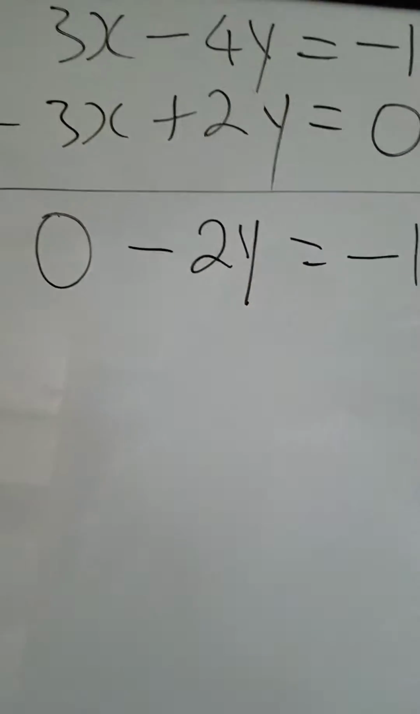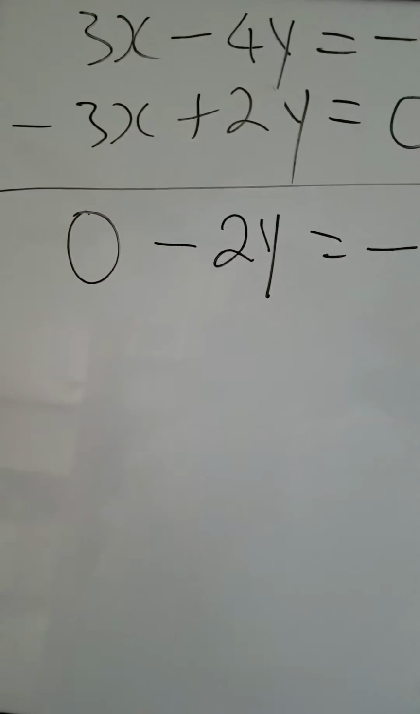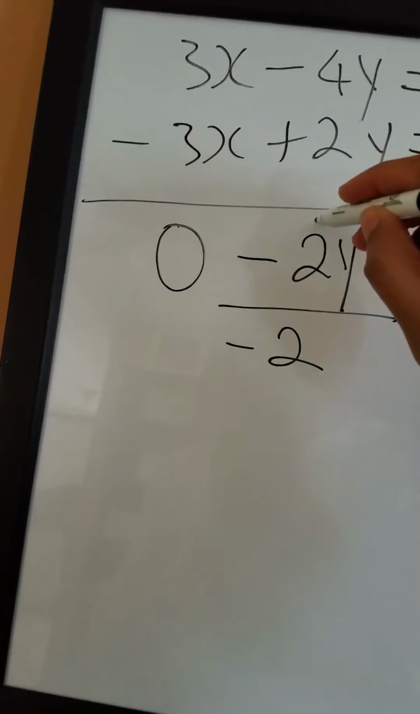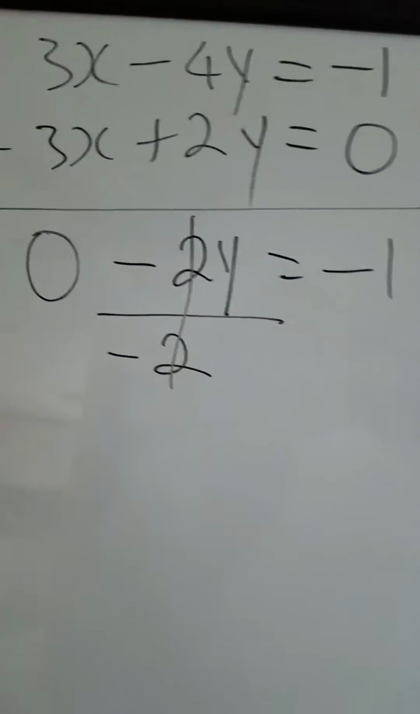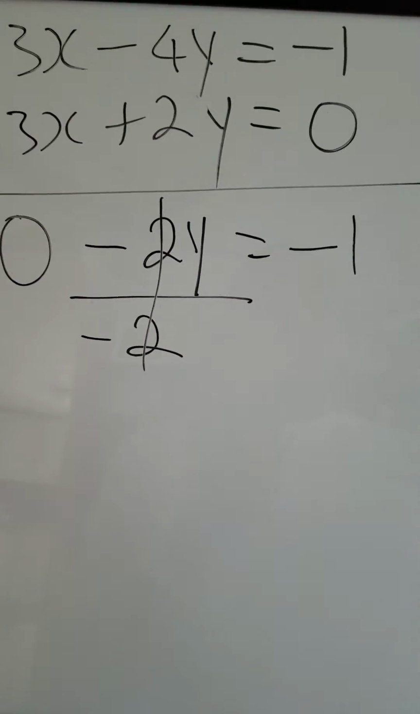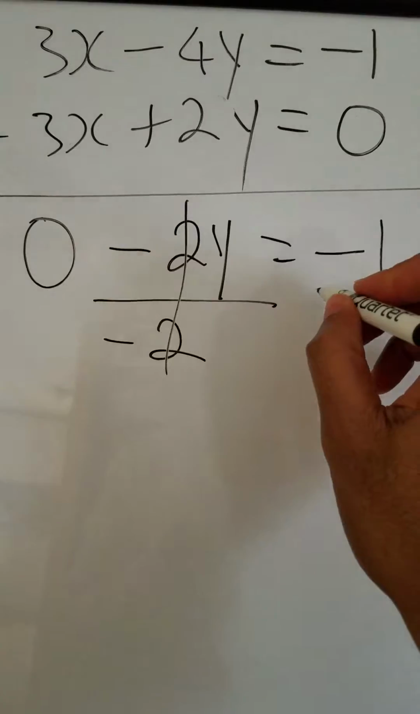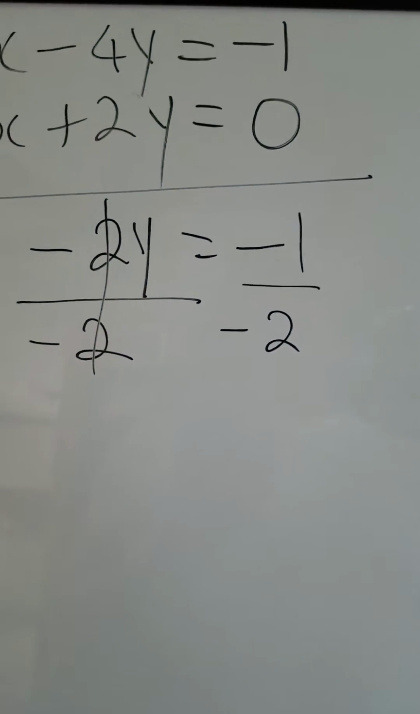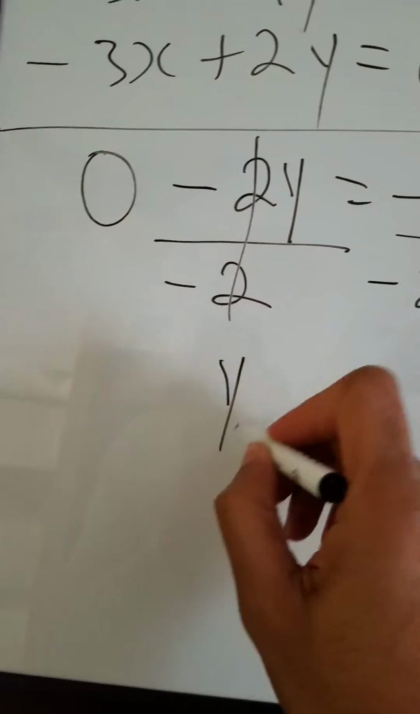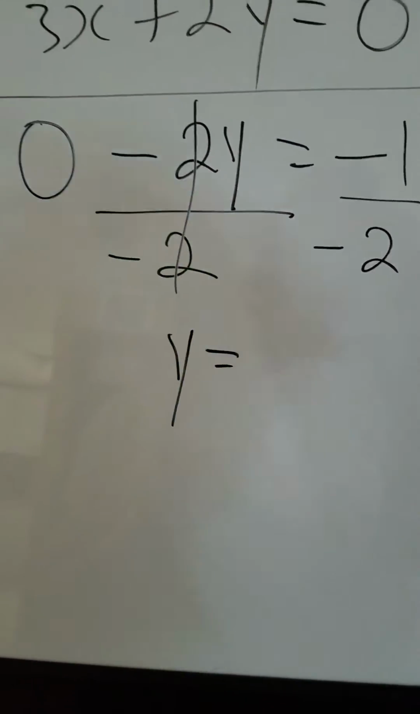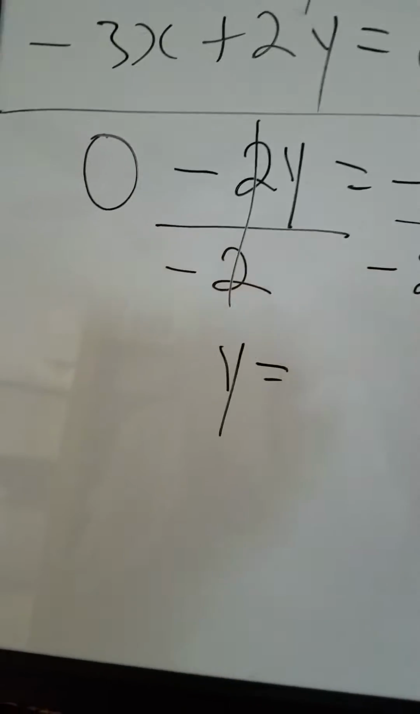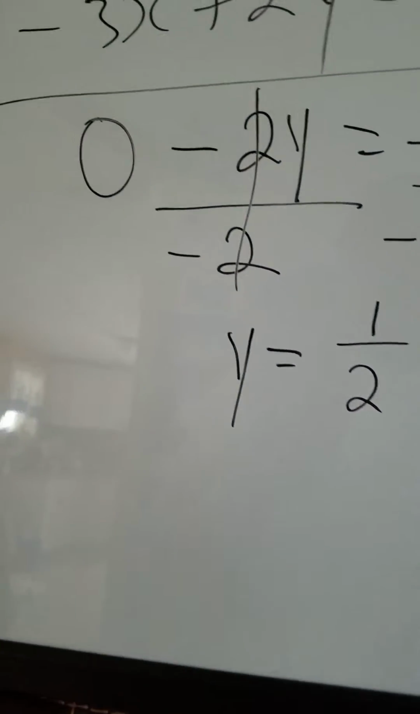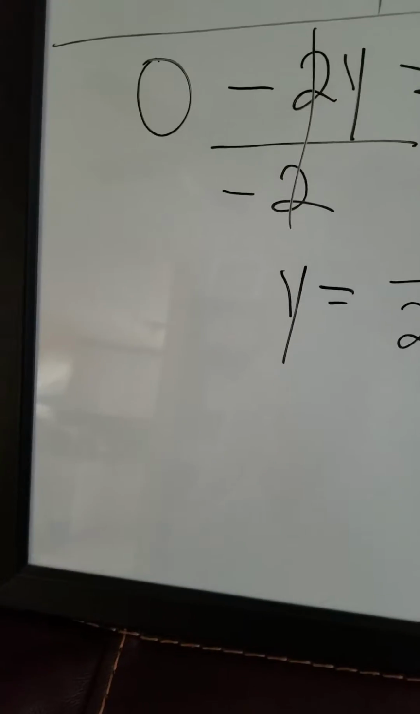How do we find the value of y? Well, to get y by itself, we simply divide by a negative 2 to cancel out the negative 2. But if we divide by negative 2 on one side of the equal sign, we also have to divide by negative 2 on the other side. And that will leave us with y is equal to negative 1 over negative 2. We make it a positive 1/2. Remember that two negatives will always cancel each other out.